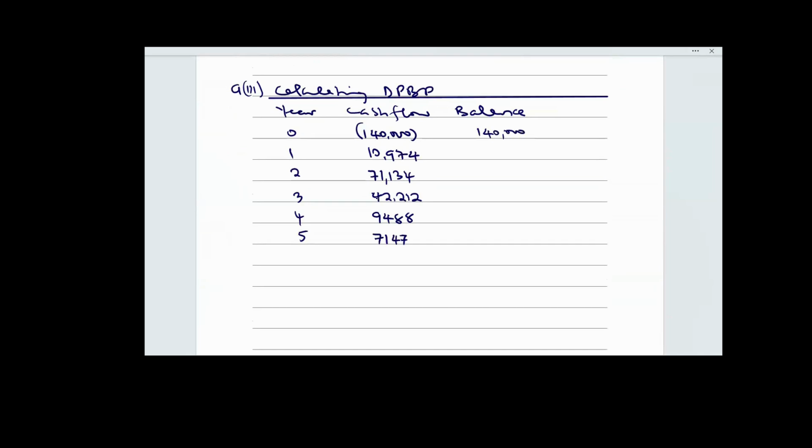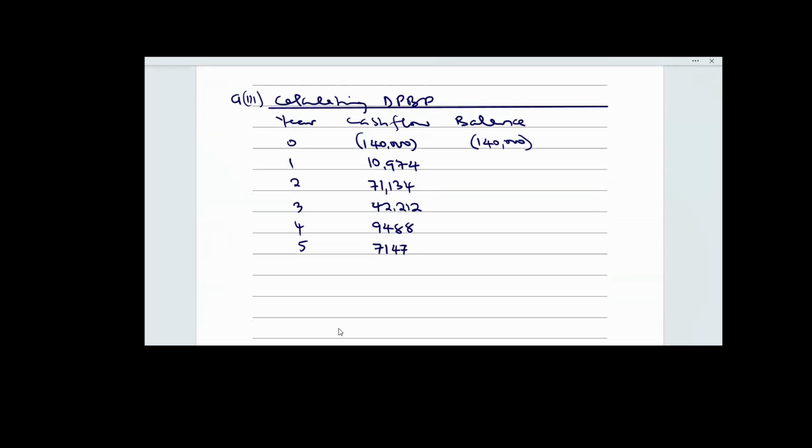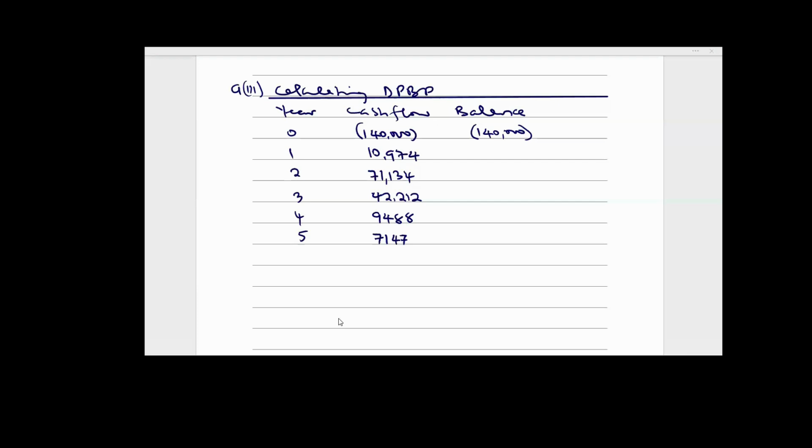You can see that we did not use the normal cash flow. You have to use the discounted cash flow. We have converted the normal cash flow to discounted cash flow. Therefore, bring out your calculator: 140,000 minus 10,974. Oh sorry, I did multiplication. 140,000 minus 10,974 gives 129,026.